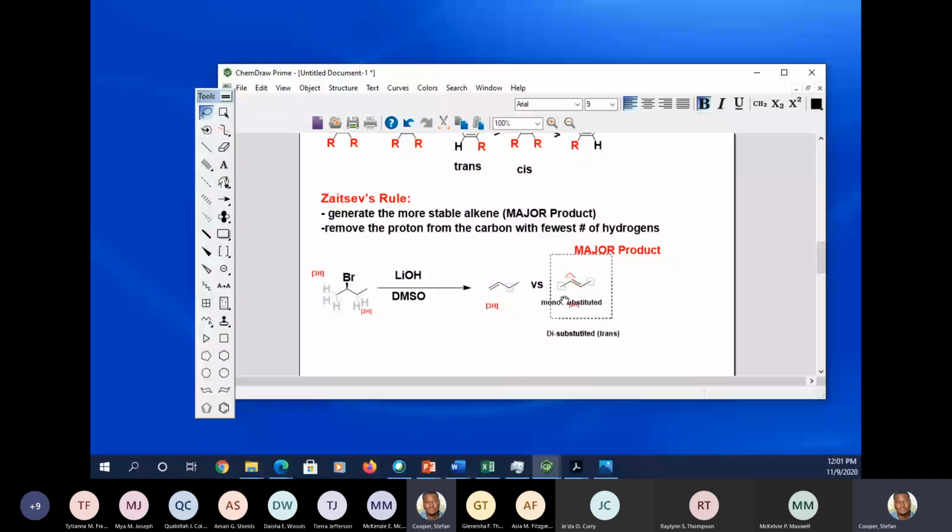All right, so out of the two, we know that di-substituted alkenes are more stable than the mono, right? So we know that this is the major product here, or this is the more stable product. And Zaitsev's rule tells us that we can generate this one by pulling from the side that had the fewest hydrogens. Okay? So we're going to try to talk more about this next class.